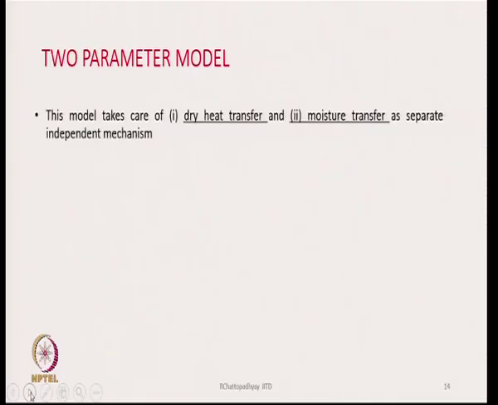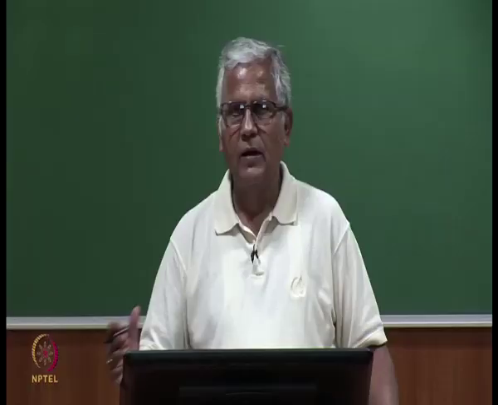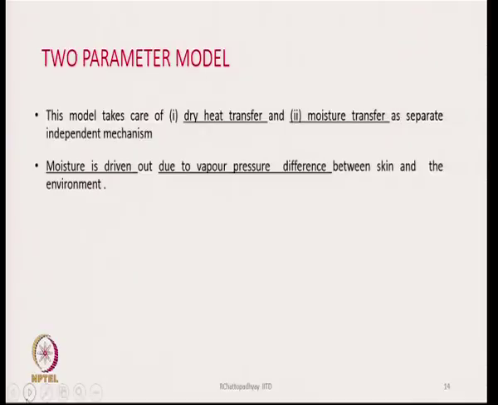Now, we go to the 2-parameter model. This model takes care of dry heat transfer and moisture transfer as separate independent mechanisms. So, the point is the human body generates both dry heat as well as moisture, and the moisture transfer also is equally important. It also takes away some body heat, and the comfort sensation will also depend on whether moisture transfer through the clothing is happening or not. So, while developing a model, we have to take care of both aspects, not only heat, but also moisture.